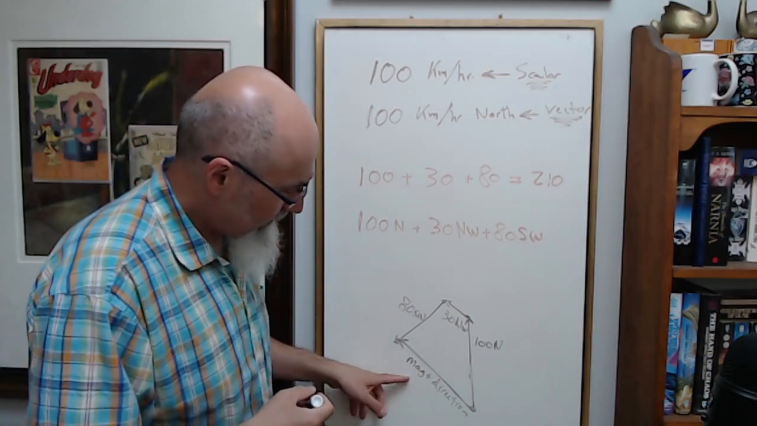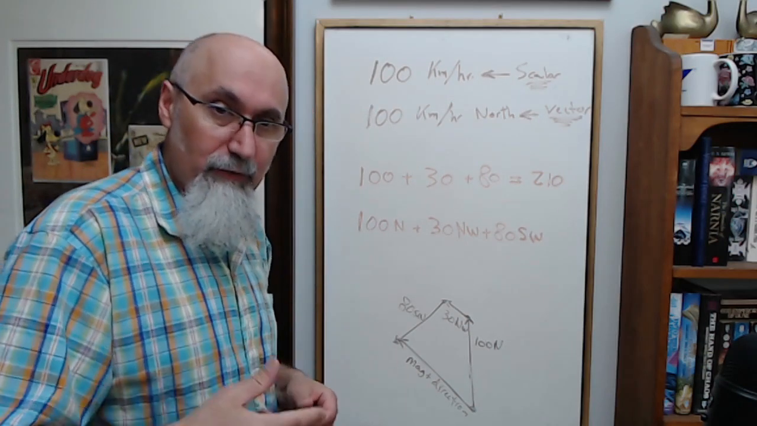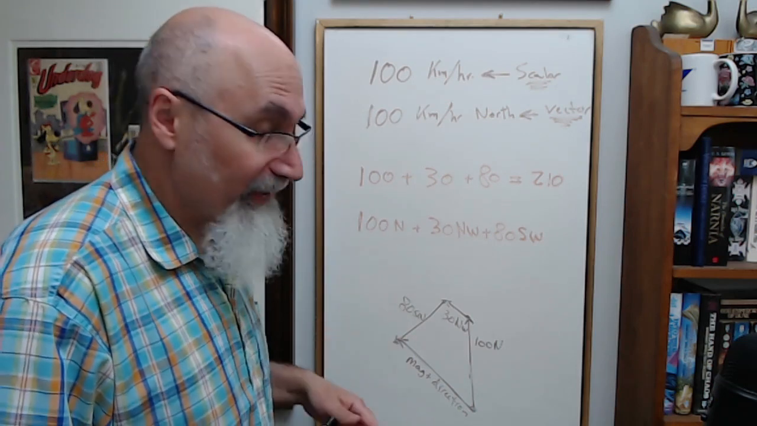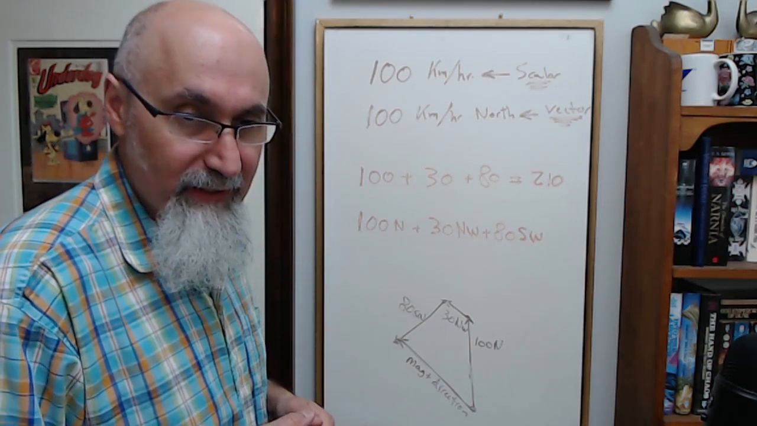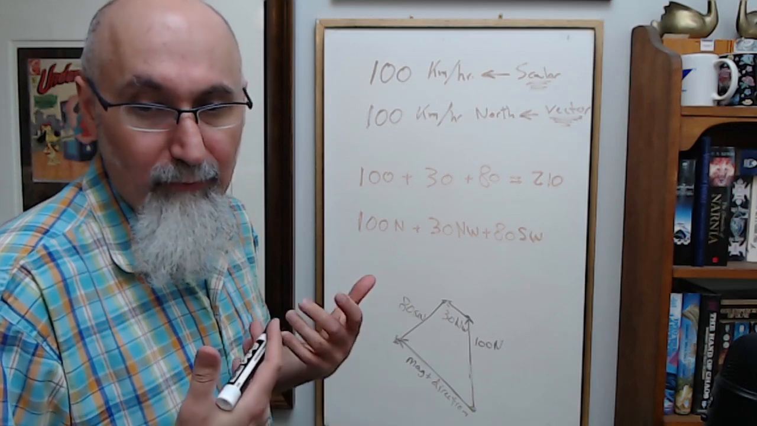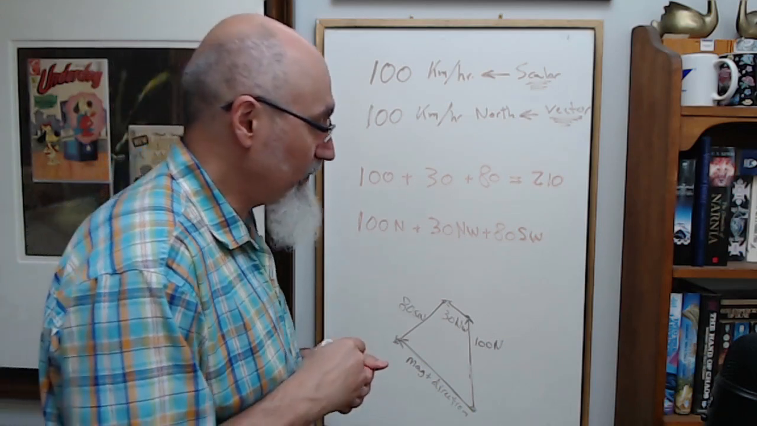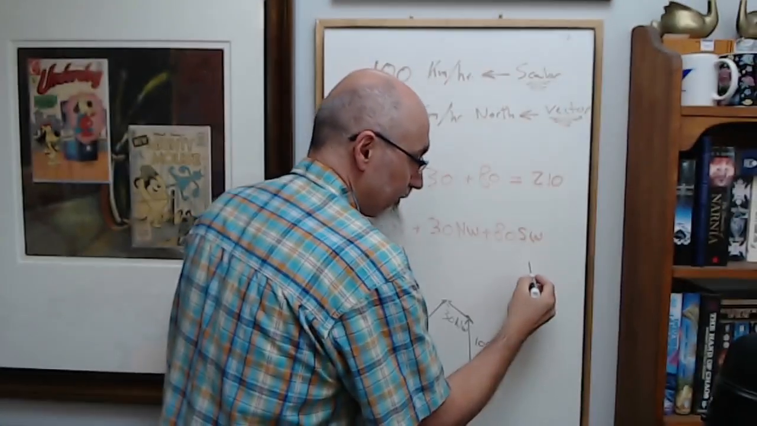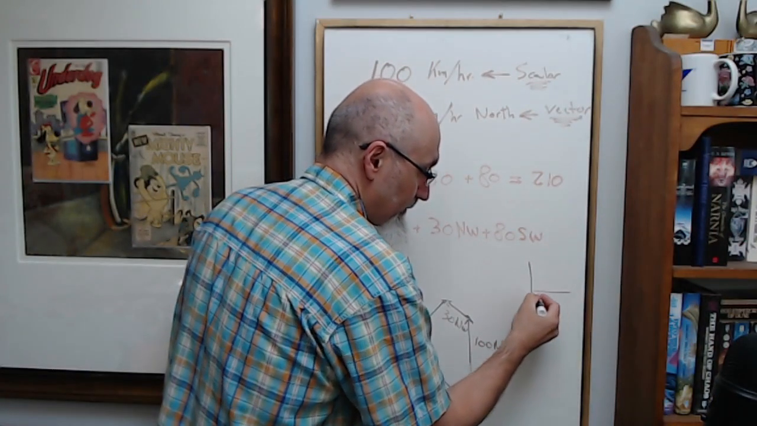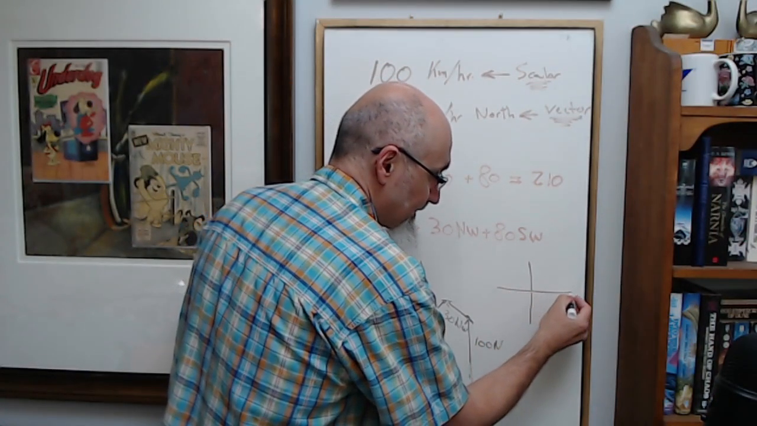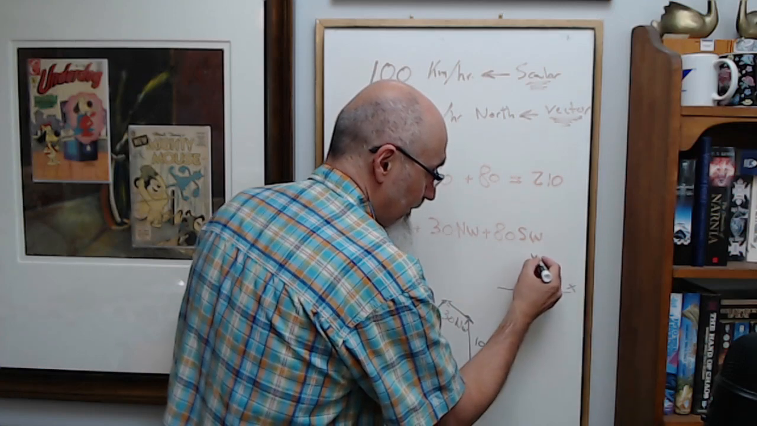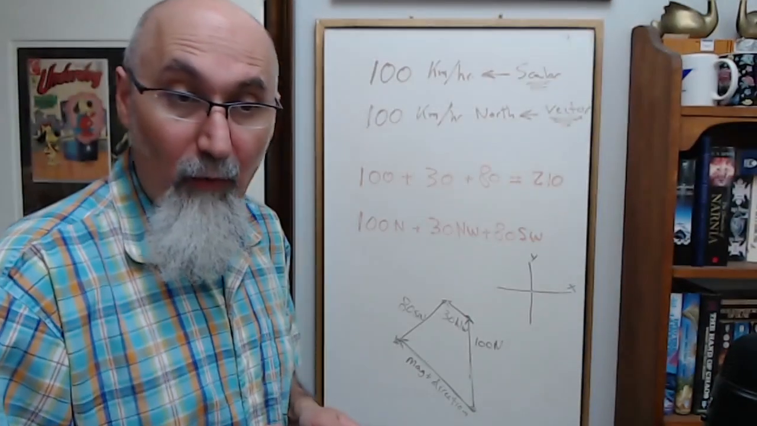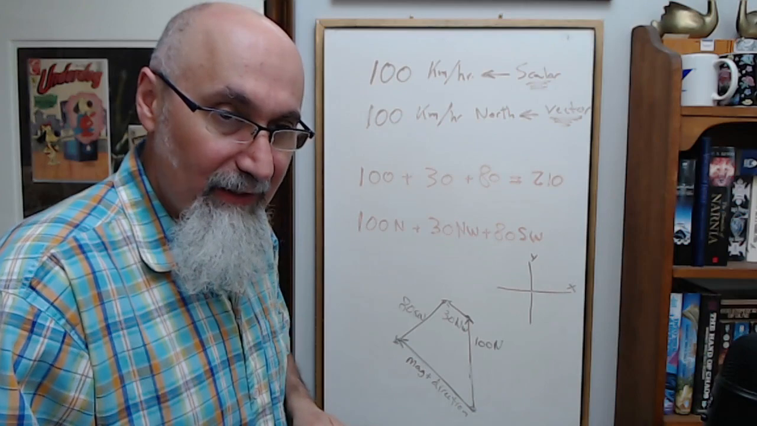Well, to do this algebraically, we need to break this down into its components. And when it comes to components, we're talking about the Cartesian coordinate system. X and Y axes. Why is that the case?